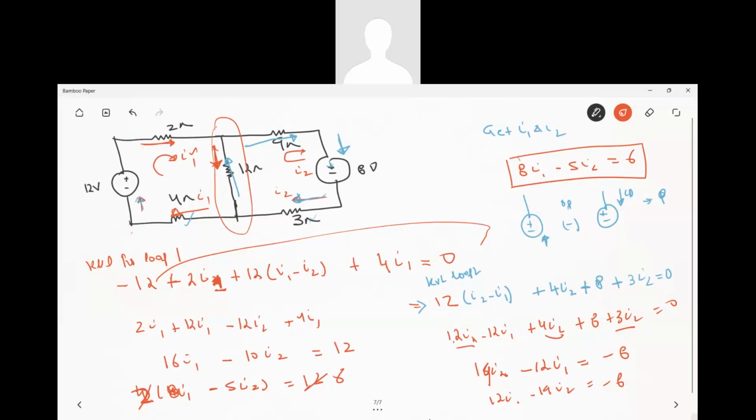So I'm getting a value of I1 as 1.67 and the value of I2 as 1.478. This is the answer. This is how I will be. Understood how to use this?